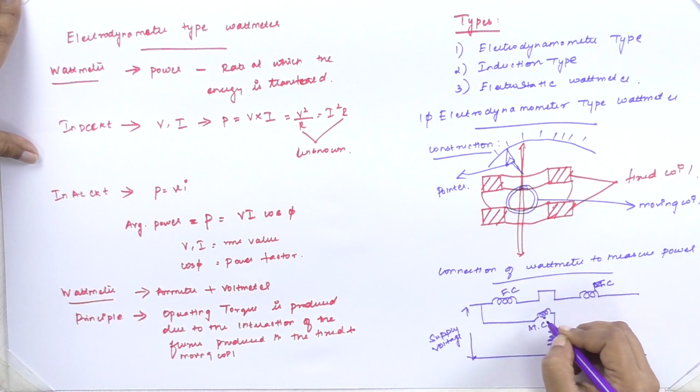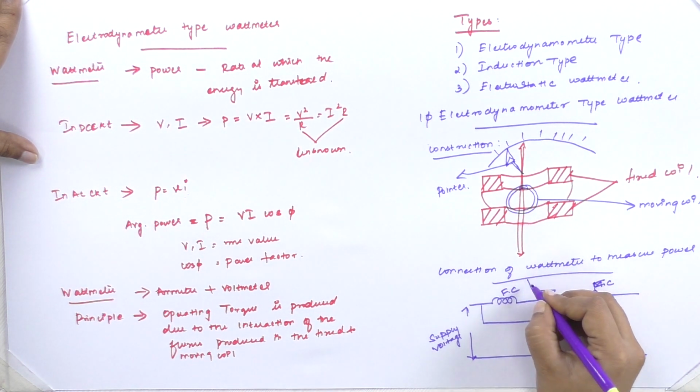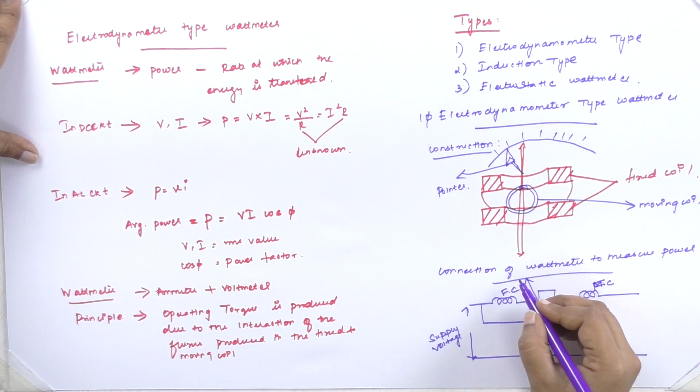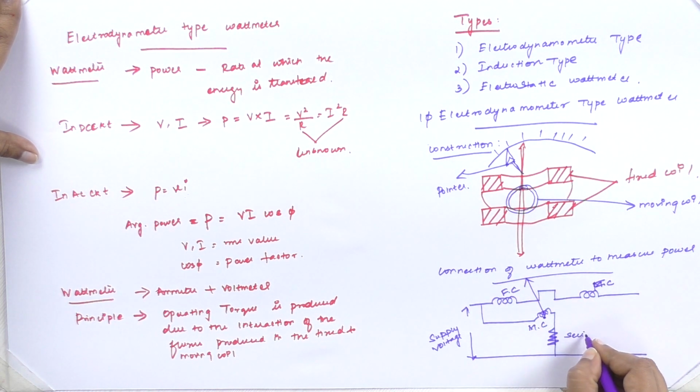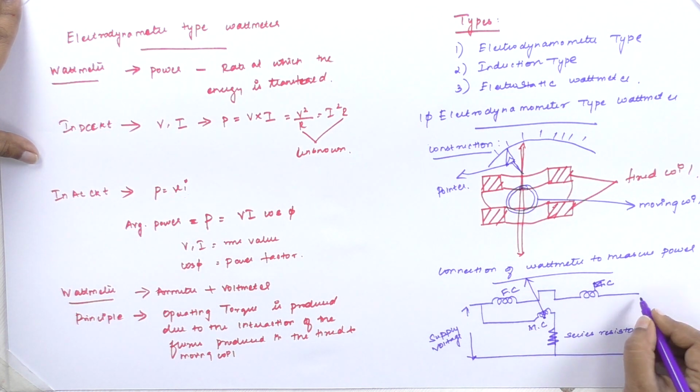There will be a spindle arrangement. To the spindle, a pointer will be connected. So, the pointer will move over the scale. So, this one is called the series resistor, and it will be connected to the load.